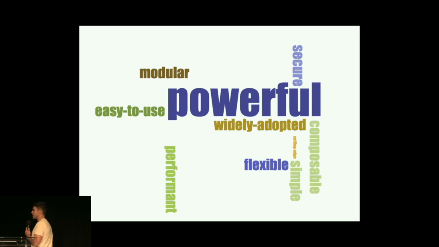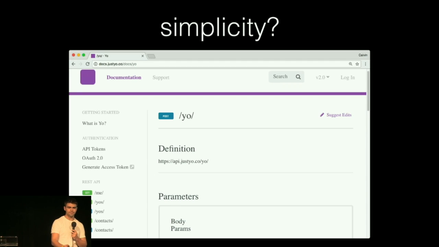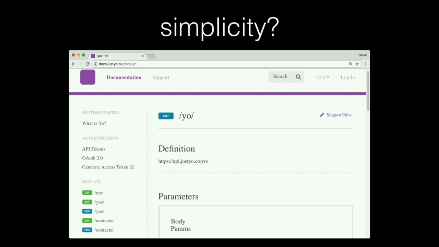Now this can be tricky because there's a lot of words that we like to use to describe good APIs. Maybe they're powerful, flexible, composable, modular, all these different things that we really want. On the one hand, we might go for simplicity, like the Yo API. You can basically get or post Yos.